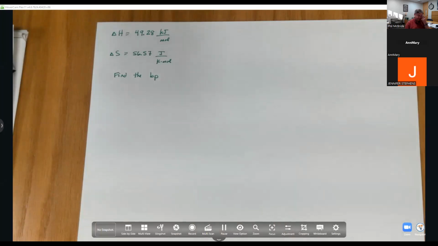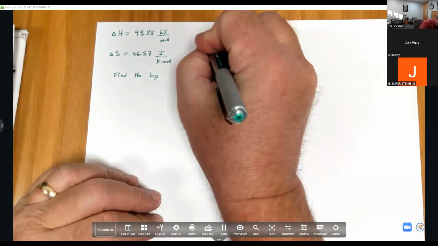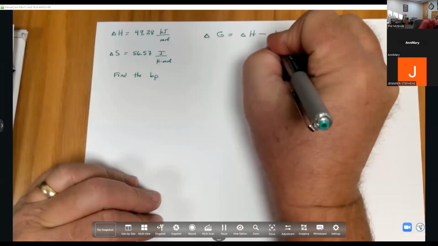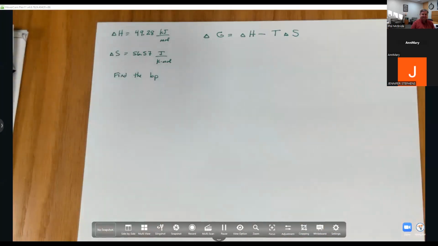Do you use the same equation as the last question? So what is the equation? Delta G equals delta H minus T delta S. All right, that's good. Do you want to tell me every step on this problem, or do you want to take time to do it and give me your answer?